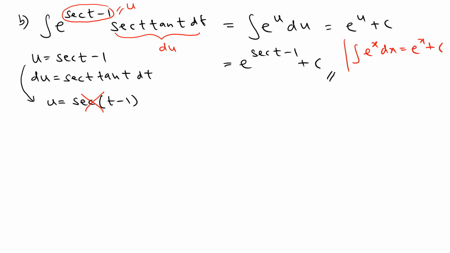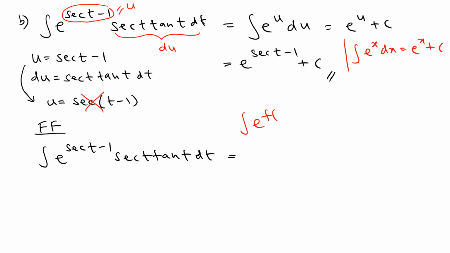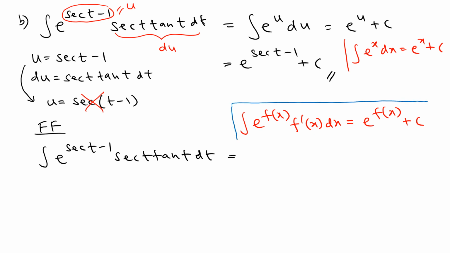Let's also do the 4 formula trick for this problem. If you use the 4 formula trick, it is very easy. It is e to the secant t minus 1, secant t tan t dt. Now you can see the other 4 formula trick is this one. What is the formula? If you have e to the f of x times f prime of x, the function and its derivative multiplied, then it is simply e to the f of x plus c. So we can use that formula here.